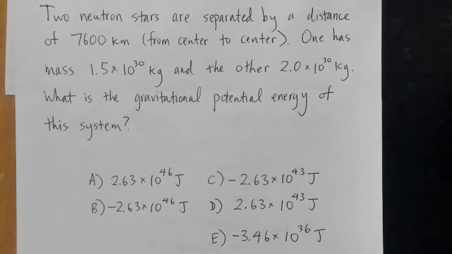Okay, so this is about 2 neutron stars. These are exotic objects. They have about the mass of the sun, or even more than that in some cases. But they are really small. They're like tens of kilometers in radius, so they're tiny, but very massive. You have 2 neutron stars separated by a distance of 7,600 kilometers from center to center. One has a mass of 1.5 times 10 to the 30 kilograms, and the other is 2.0 times 10 to the 30 kilograms. What is the gravitational potential energy of this system?